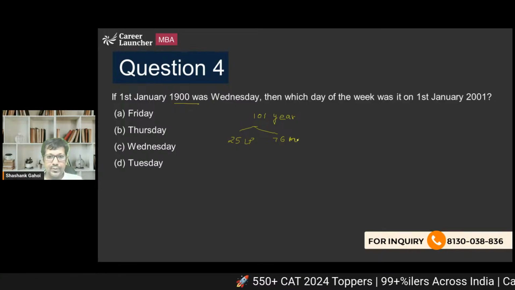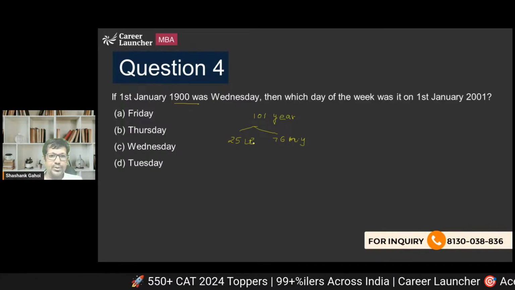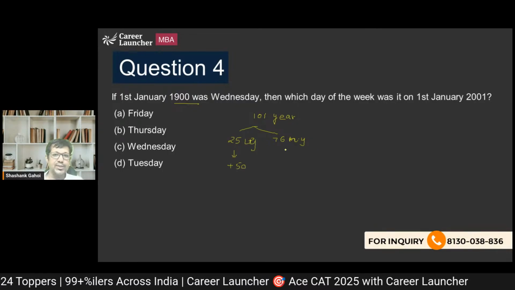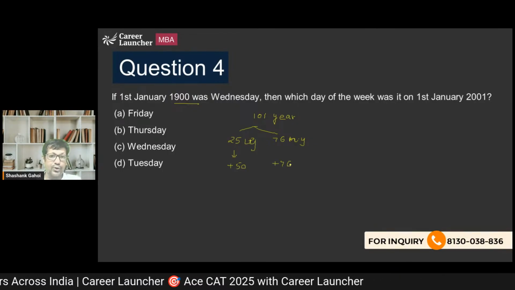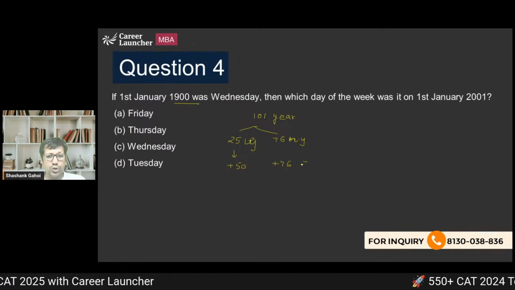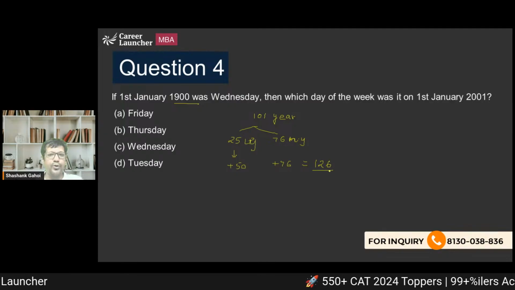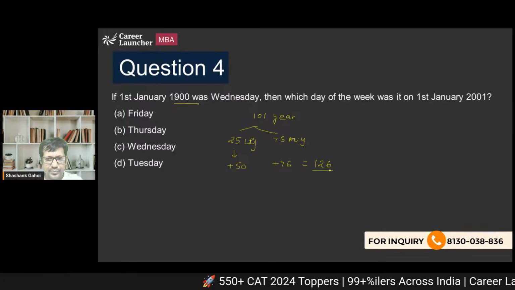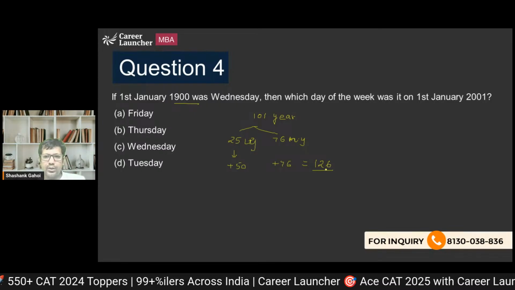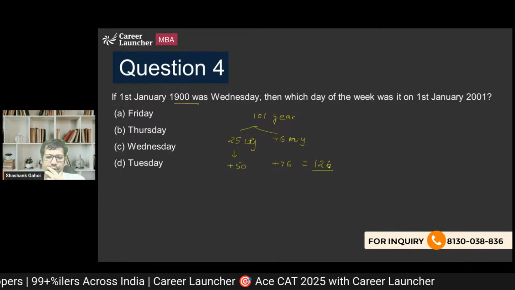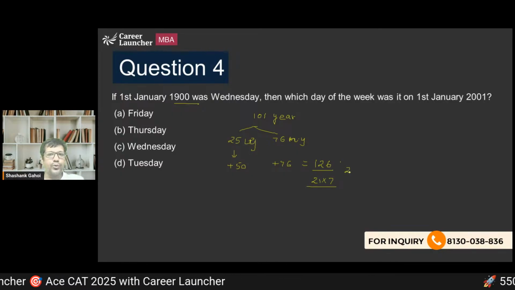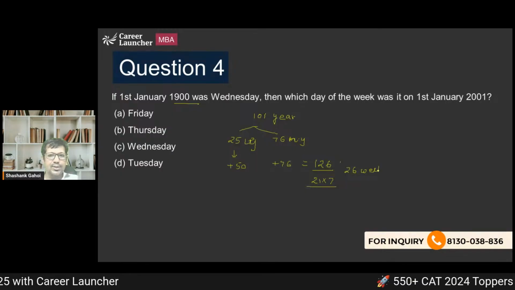Okay. Normal years, leap years, and normal years. So 25 leap years are going to give me an additional 50 days. 76 normal years are going to give me 76 normal days. So overall, the extra days I'm going to get is 126. Is it a multiple of 7? Yes, it is 18 into 7. So I'm going to get 18 additional weeks, right?